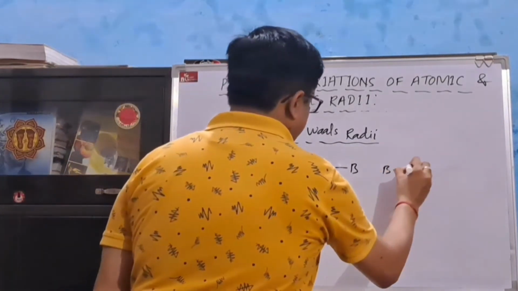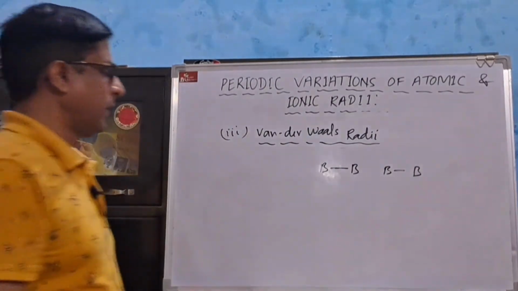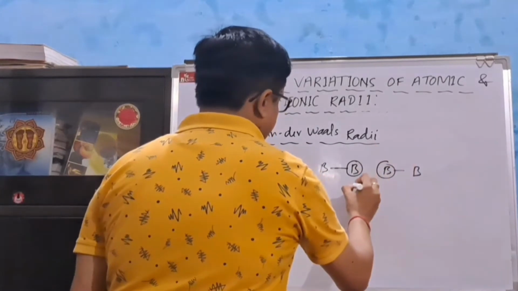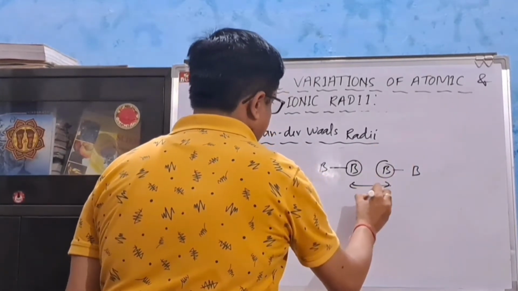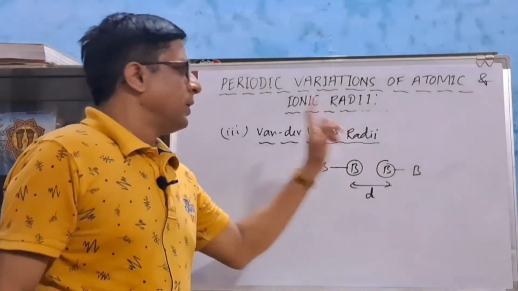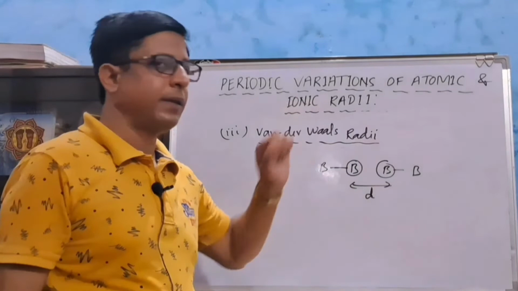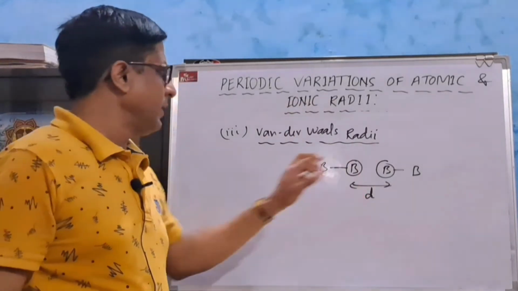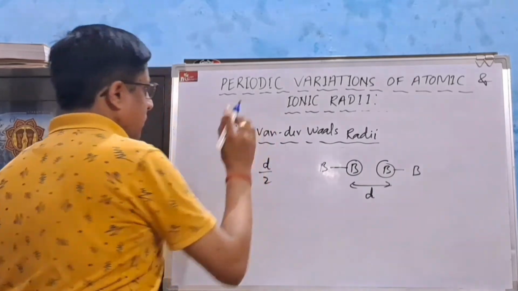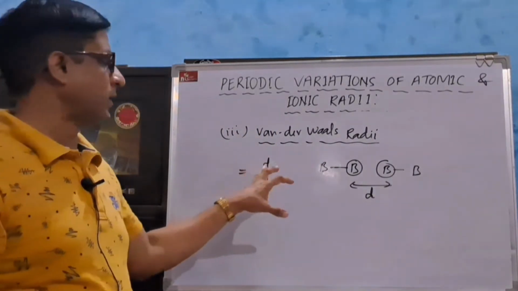If there are two neighboring molecules B2 and B2, and here the two neighboring atoms are B, then the distance between the two neighboring atoms which are not bonded directly is d, then d by 2 is known as van der Waals radii.